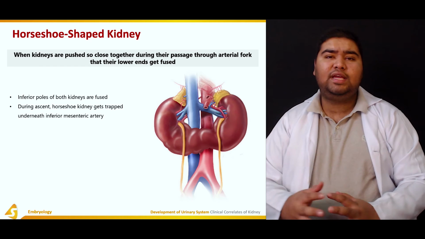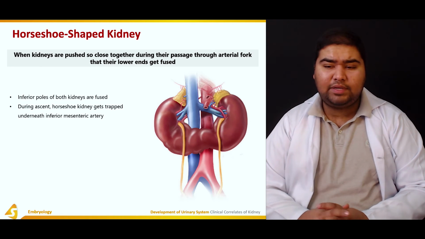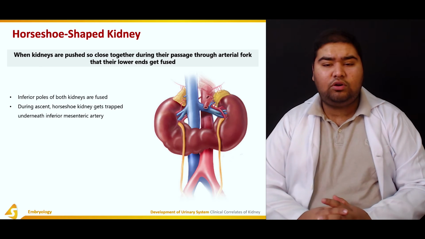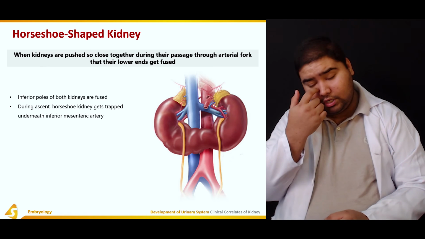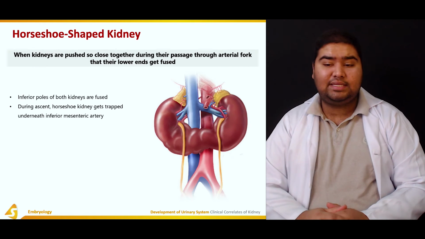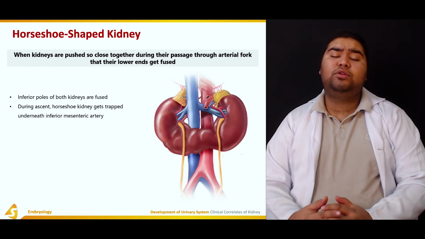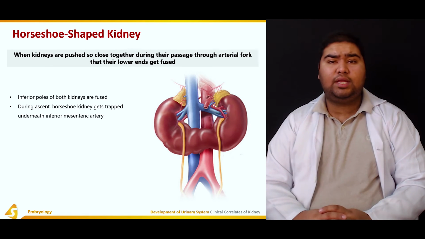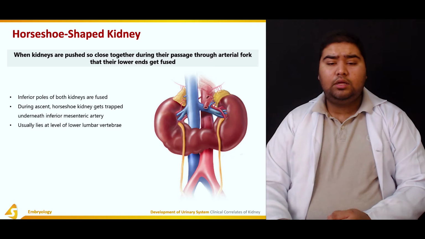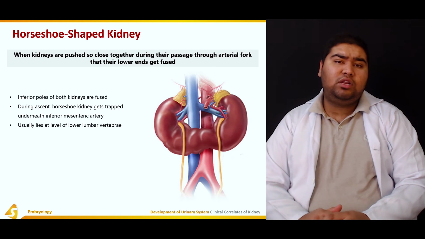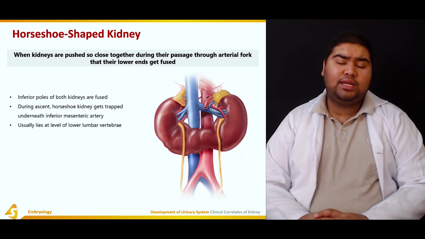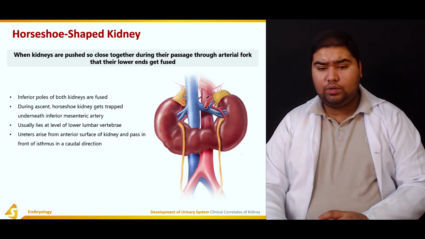So the inferior poles of the kidney have been fused during its ascent. The horseshoe kidney gets trapped just underneath the origin of the inferior mesenteric artery. So the inferior mesenteric artery origin is the site at which the horseshoe kidney is usually trapped. It usually lies at the level of the lower lumbar vertebrae.